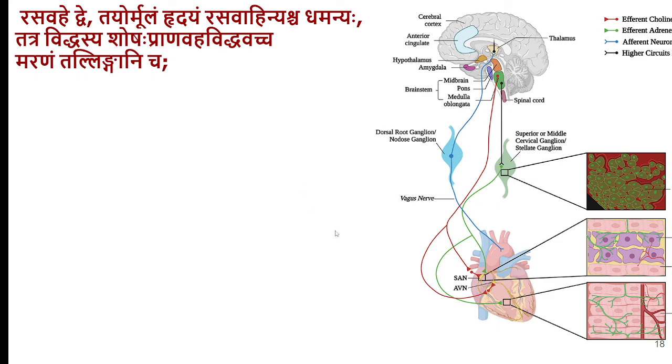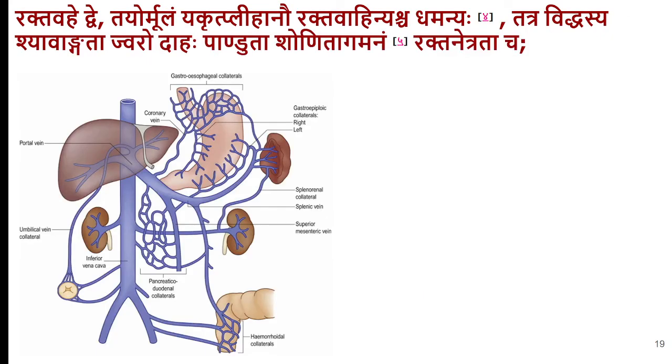Tatra vidhasya shoshaha, there could be atrophy, or pranavidhavacya maradam, there could be fatal complications. Raktavahe dve. Tayormulam ekatlihanam cha. Raktavahinisya dhaminiha. Tatra vidhasya shavamdata, jwaro, daha, pandita, shonitagamanam, raktanetrata cha. Rakta is the hemoglobin component. Ranjana, which gives a red color to the blood, which helps in carrying the oxygen.